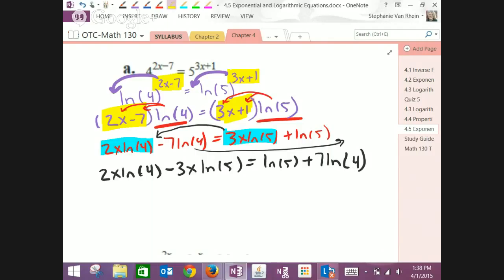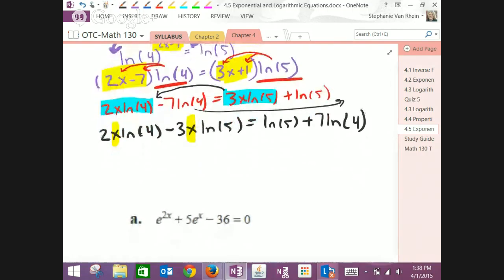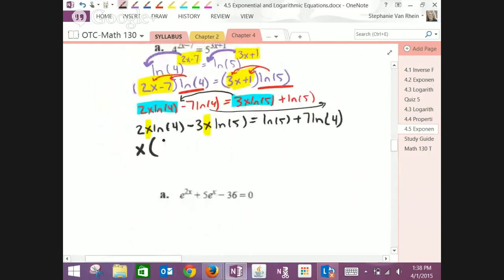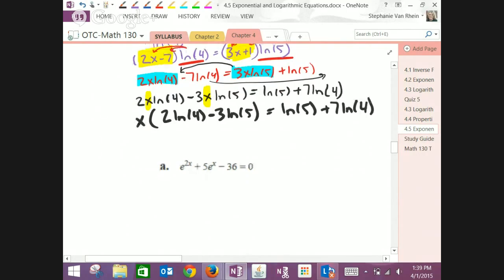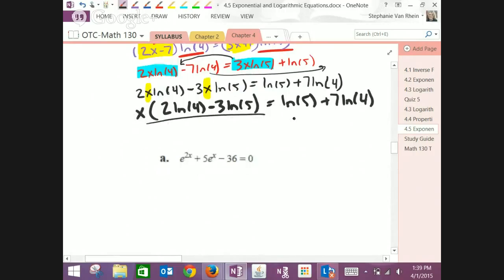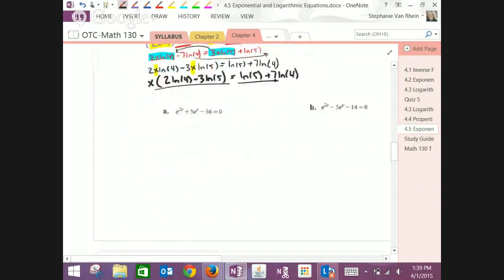Then if I was to distribute out an x, what would I be left with? Very good. 2 ln of 4 minus 3 ln of 5 equals ln of 5 plus 7 ln of 4. And the last step to get x by itself is to divide both sides by 2 ln of 4 minus 3 ln of 5.